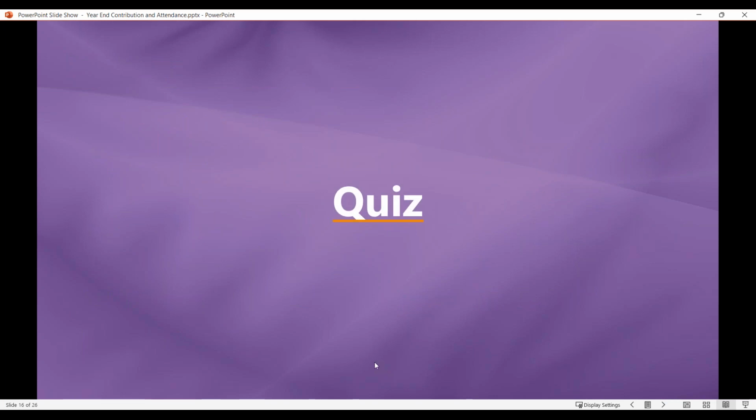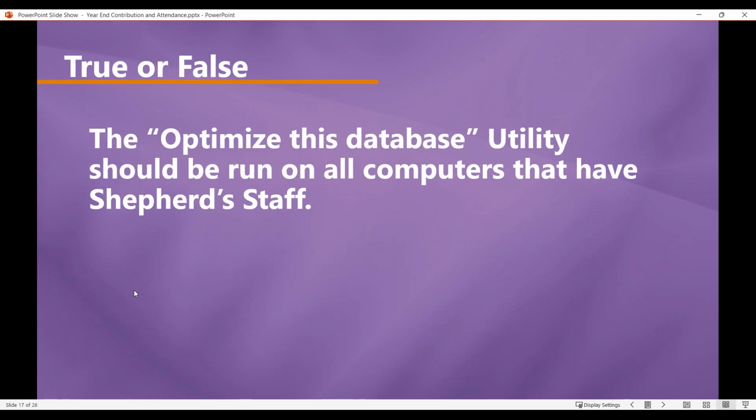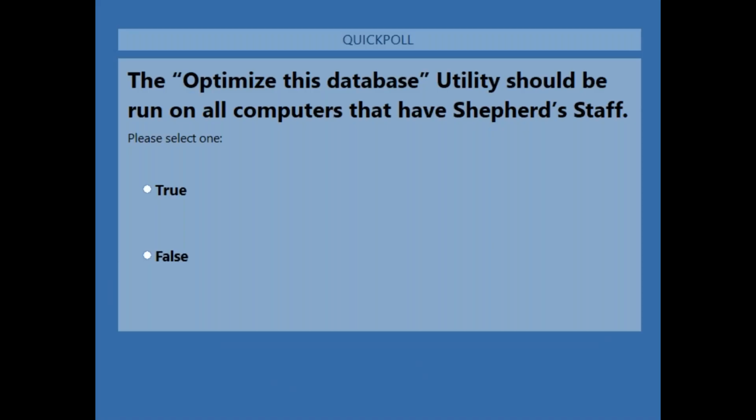And then now let's have our quiz to kind of go over what we discussed. So give me just one moment. We're going to have a true and false question, and I am going to launch a poll. So you should see an option appearing on your screen. So the optimize this database utility should be run on all computers that have Shepherd staff.